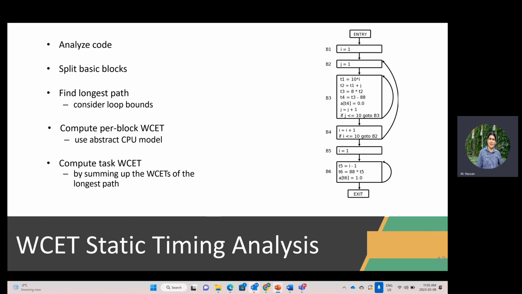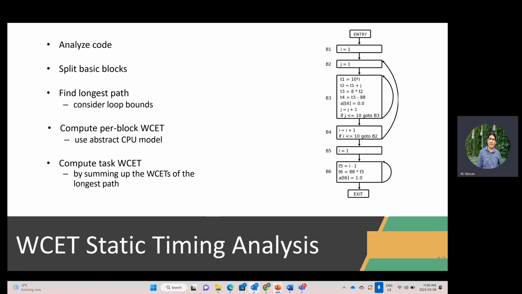For example, one possible path is this one. Another possible path is I go here, but then I come back to the beginning because this is a loop. How many iterations do I run? Well, I don't know. It might depend on the index. I have to take the worst case for the numbers, right? And then I add them up, right? Does this make sense? Is there any question?